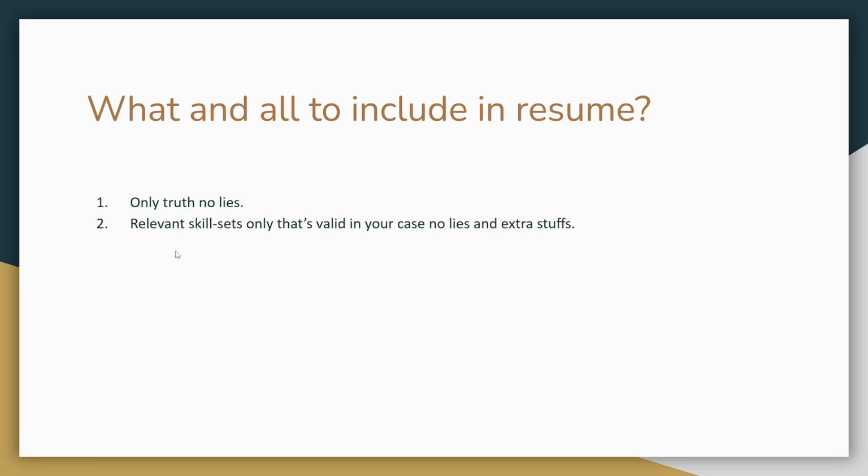Okay. The second point is relevant skill sets only. That's valid in your case. No lies and no extra stuff. You should never mention any extra stuff. Extra stuff means your marriage status, your girlfriend, your boyfriend, and so on. These are not required here. Okay. These are the relevant skill sets. Only the important skills that are required for that job role, you should mention only that, nothing else.